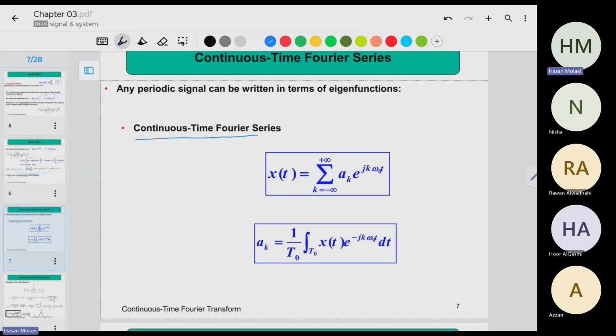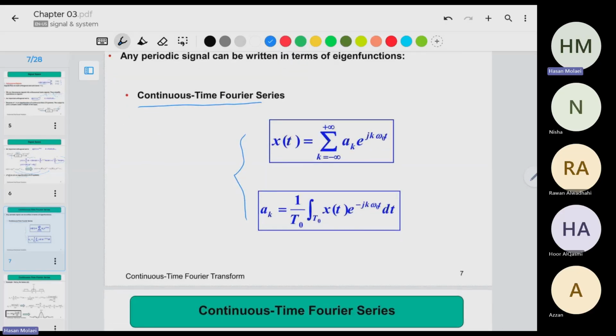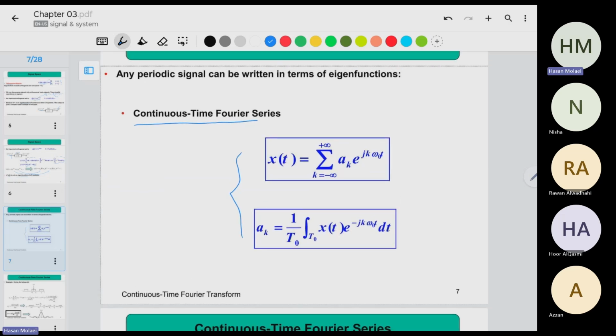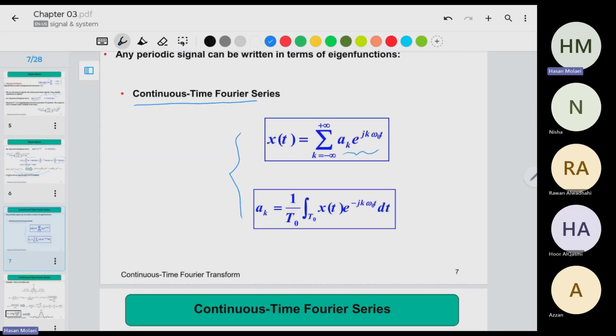Here we have the exponential. So if we have any periodic signal, we can define it with some exponential functions like this. We only need to find a_k.